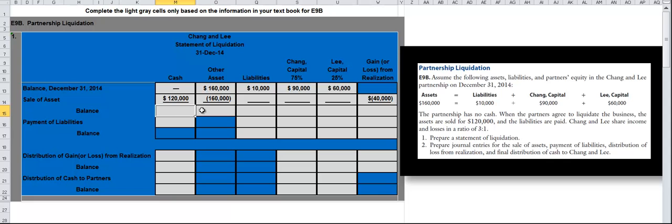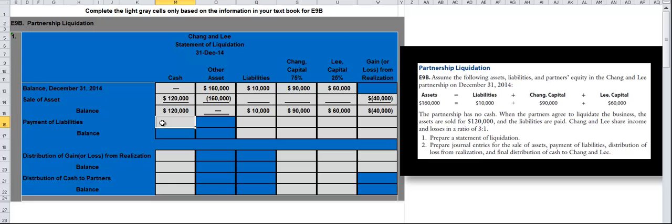After we sell our assets, we're then going to create a balance in all of our accounts. So I now have cash of $120,000, and my assets are now zero, but I still have liabilities worth $10,000, and we still have balances in our capital accounts. And my total loss to date for balance is still $40,000.